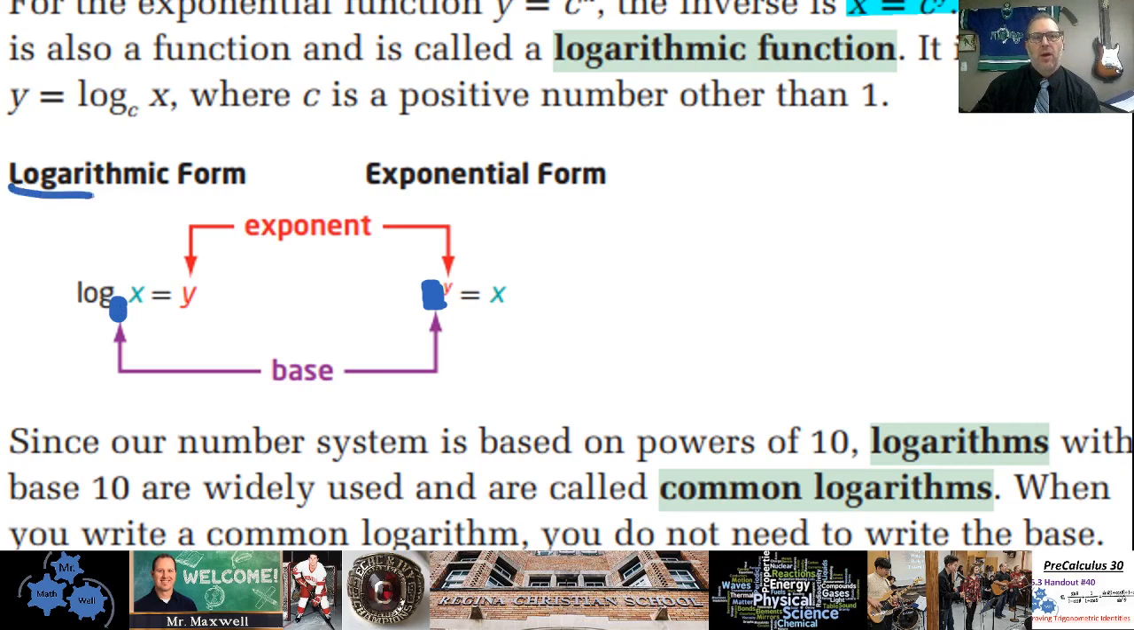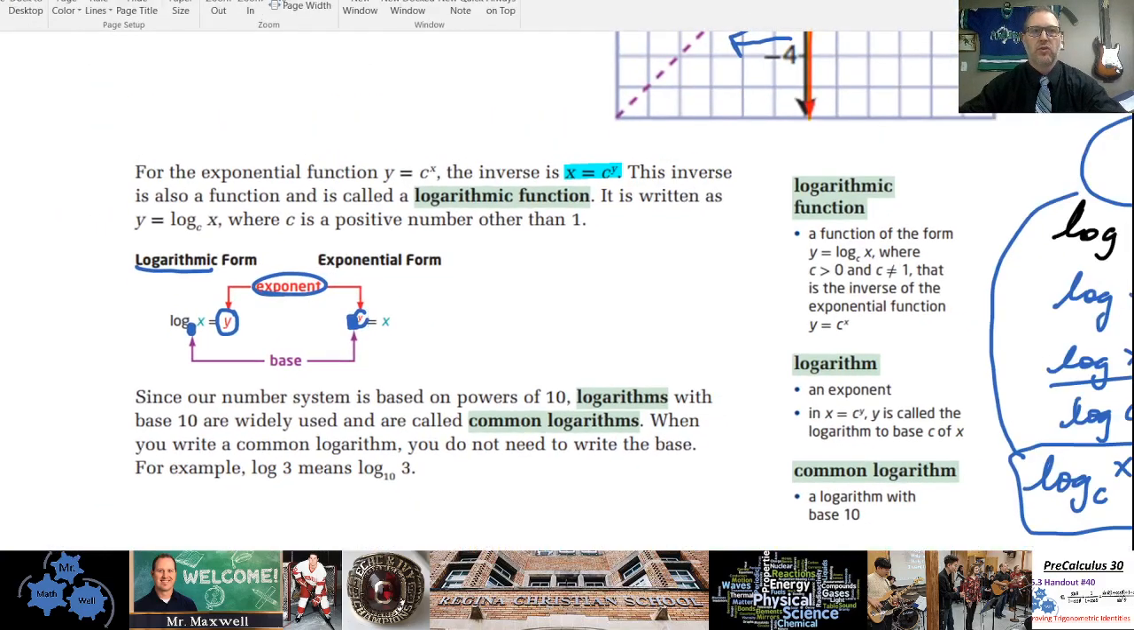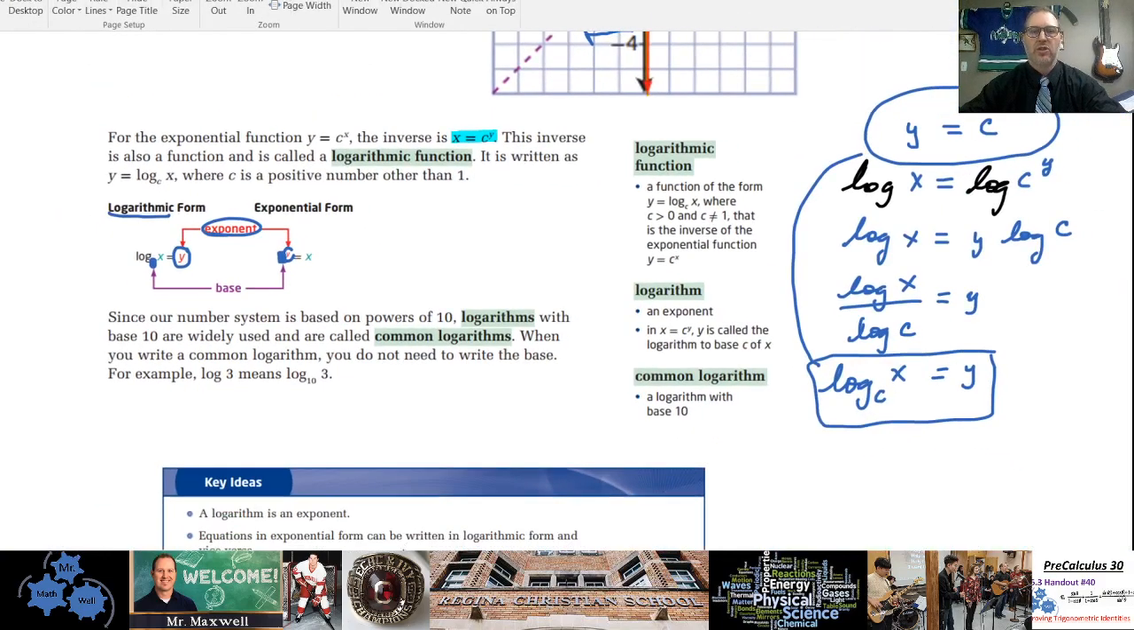Think about the log as an exponent. It's very important. So here's a logarithmic form. This is the exponent on the exponential. So the logarithm, think about it as an exponent. Some logarithms will have a base that is c.